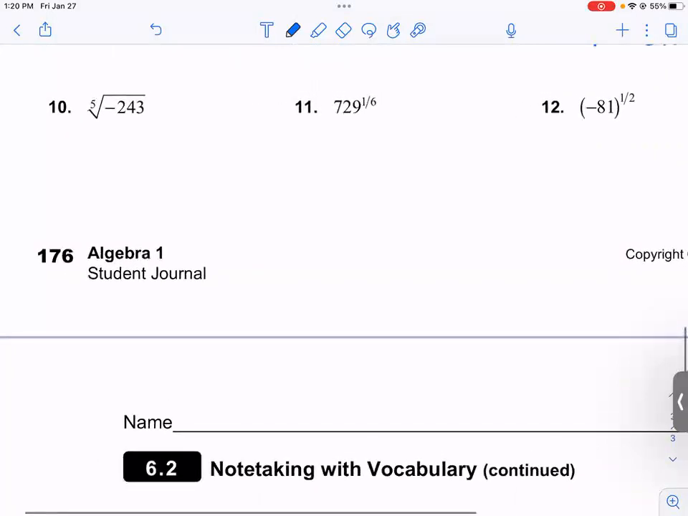You and your elbow partner have 1 minute to talk through 10, 11, and 12. Okay. Can I turn on my phone for a calculator? I mean, you can, sure.